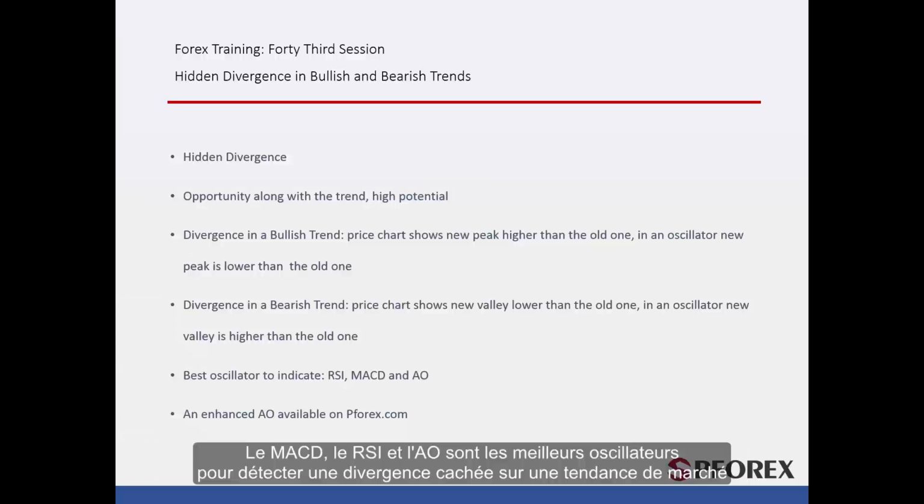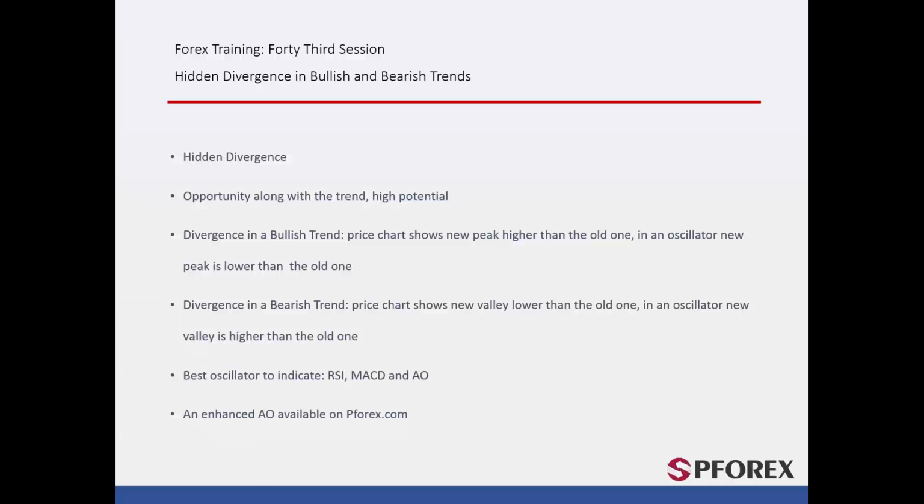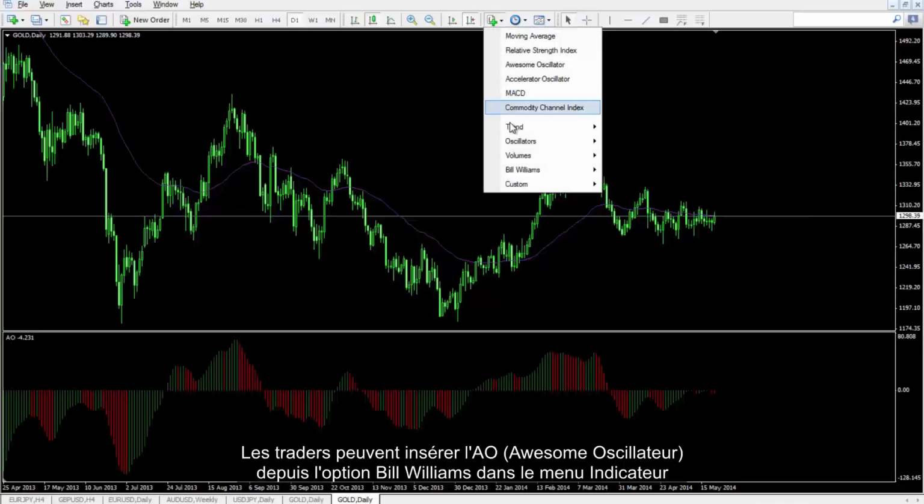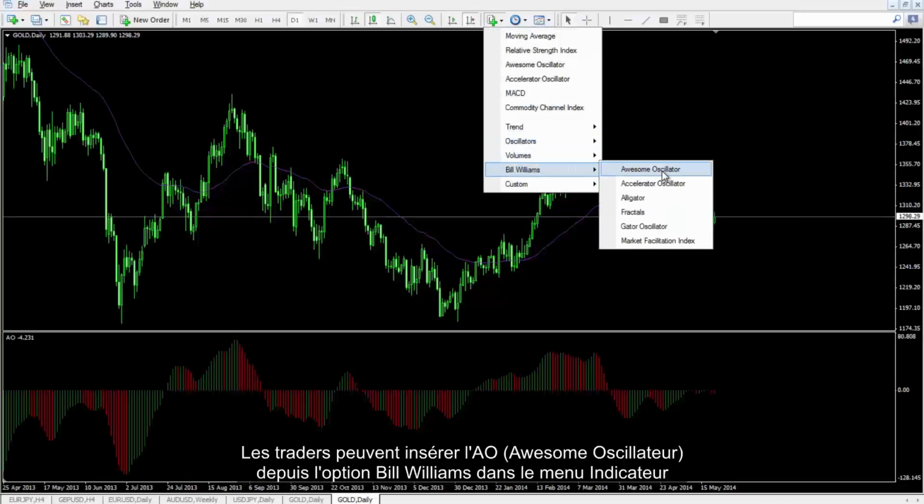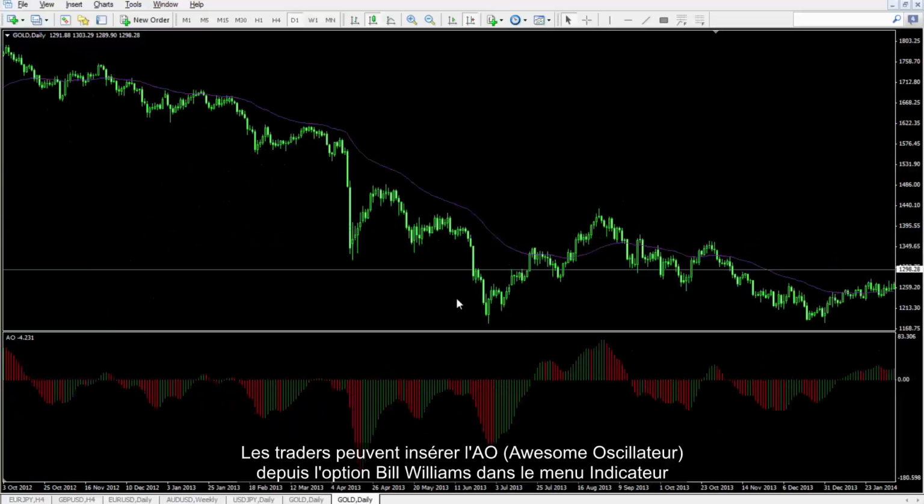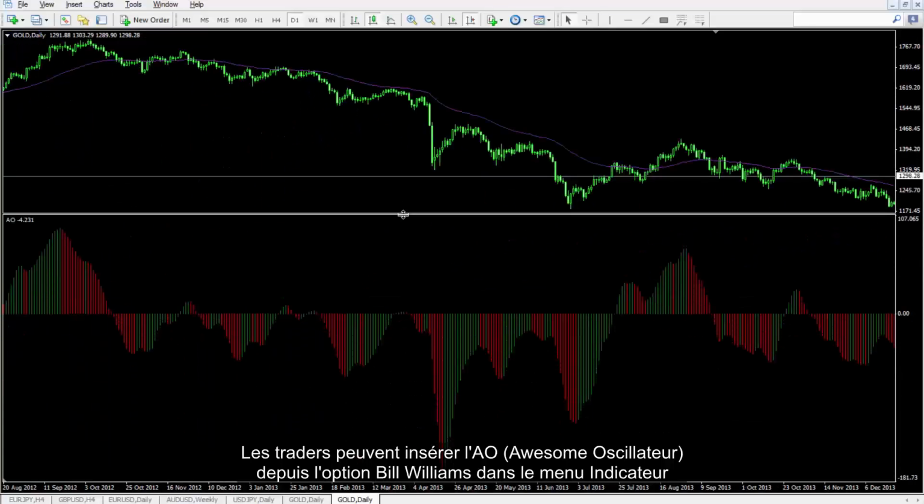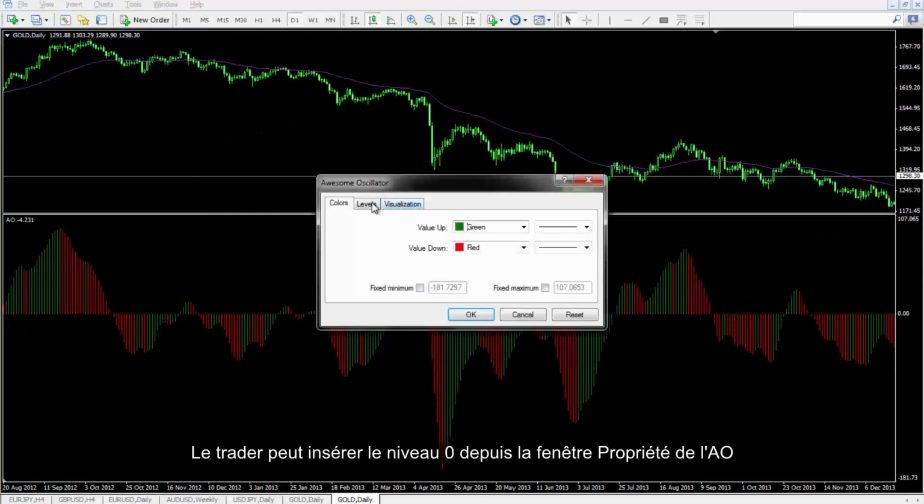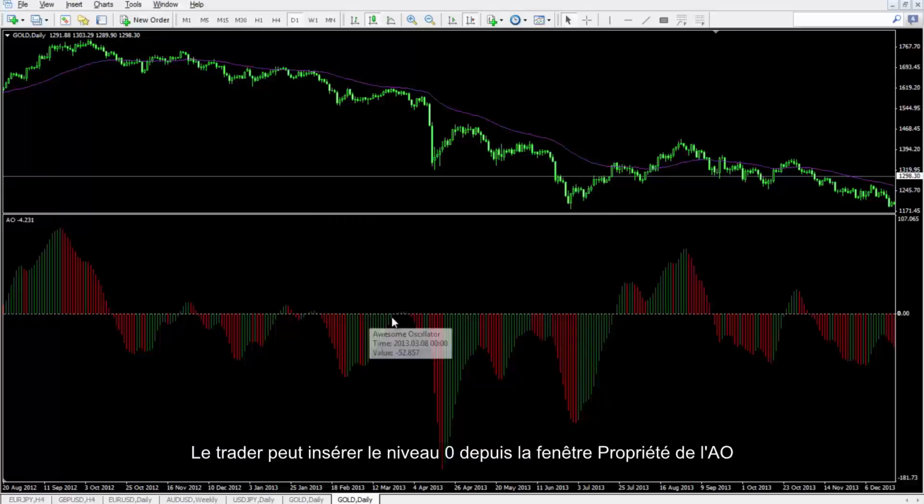MACD, RSI and AO are the best oscillators to detect a hidden divergence on a market trend. A trader can download customized AO from PFOREX.com, which is enhanced for higher utility. Traders can insert AO, Awesome Oscillator, from Bill Williams option of the indicator menu. A trader can insert Level 0 from AO Properties window.